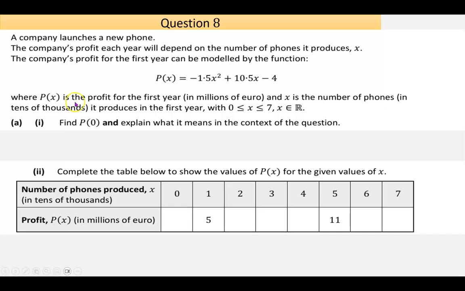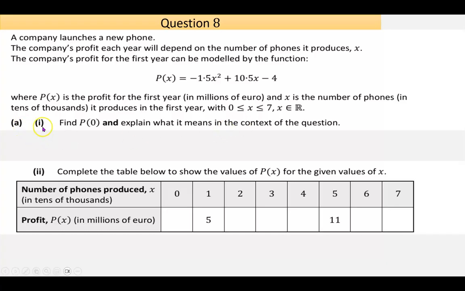Now, they say that P of x is the profit for the first year in millions of euro, and x is the number of phones, in tens of thousands, it produces in the first year. It's saying there x is greater than or equal to 0, but less than or equal to 7, and x is an element of R. Now, from my experience, this can really put people off, but they're just trying to be descriptive, trying to be mathematical in their language. Don't overthink it. Your x value can be any number. It could be a fraction, decimal, whole number, negative number, whatever. And it's just saying x is between 0 and 7. That's really all it's saying. You probably don't need it, so we'll see if we do, but I don't think we will.